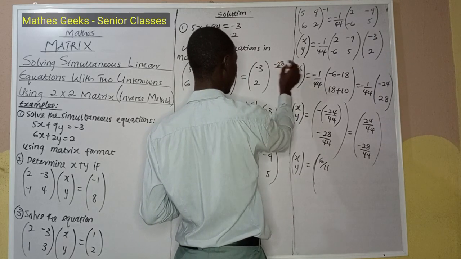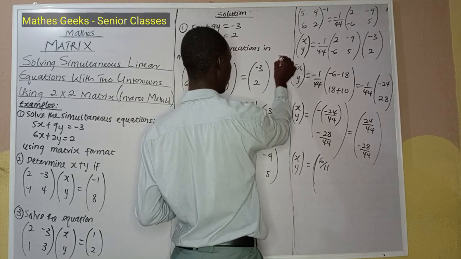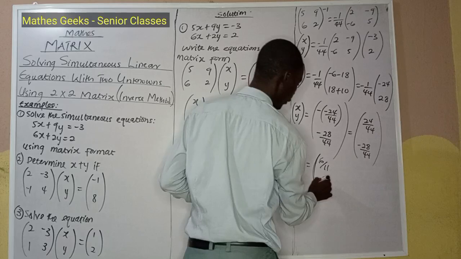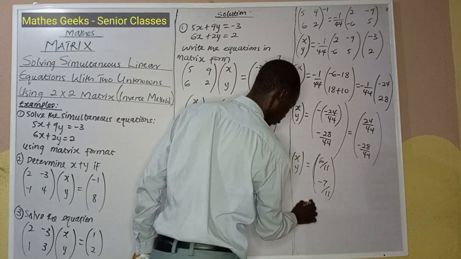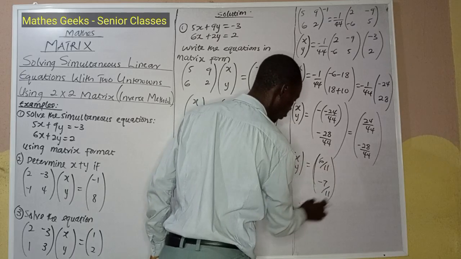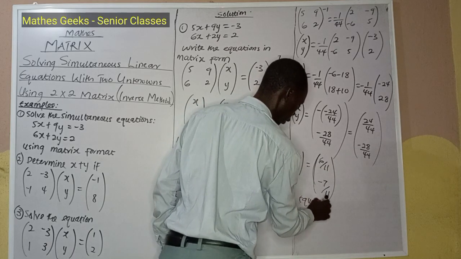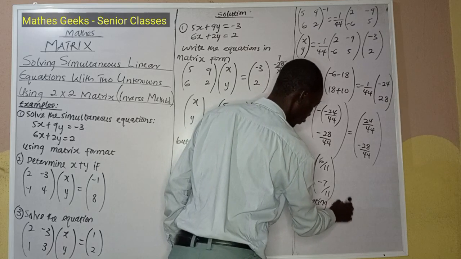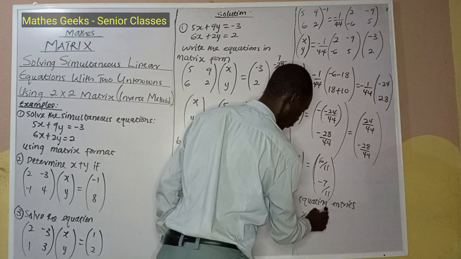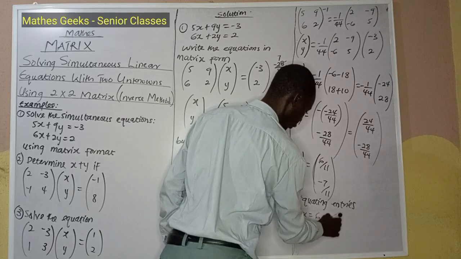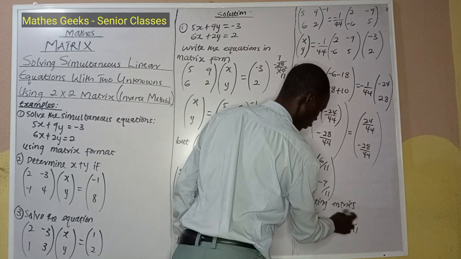Minus 28 over 44 gives us 4 here, 7, 4 here, 11. Minus 7 over 11. Therefore, equating entries, x equals 6 over 11, and y equals minus 7 over 11.